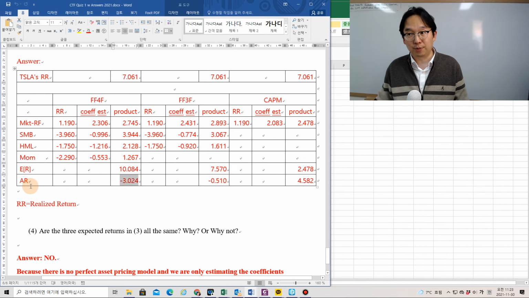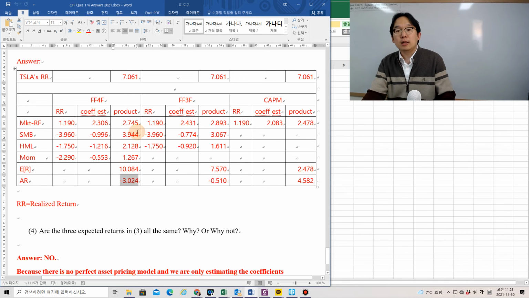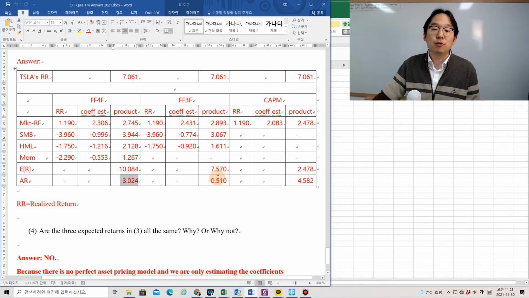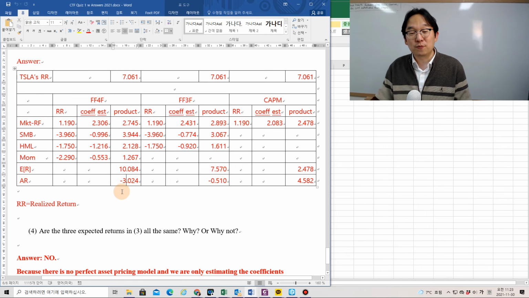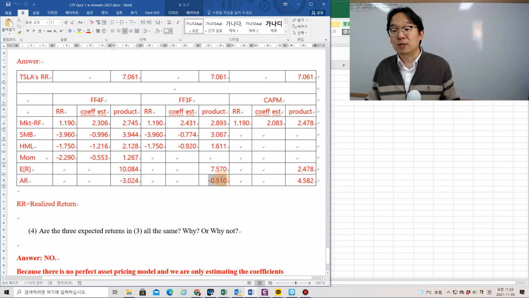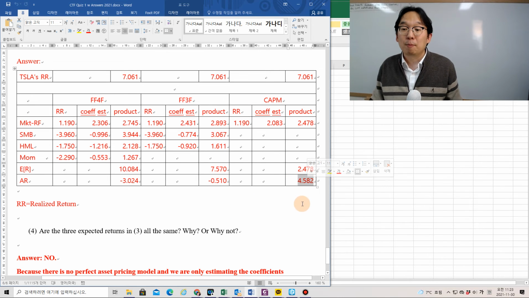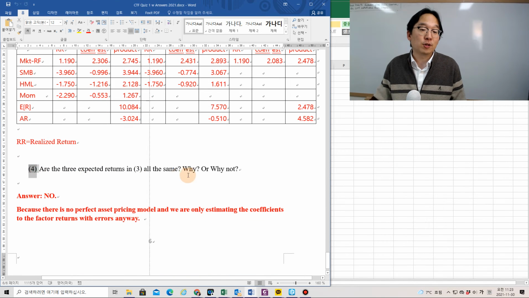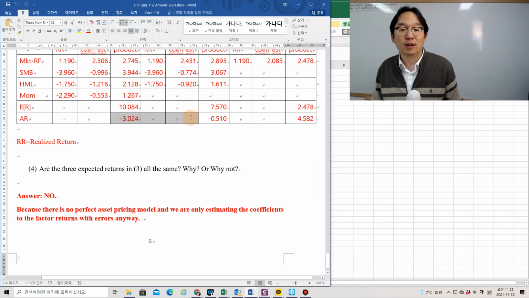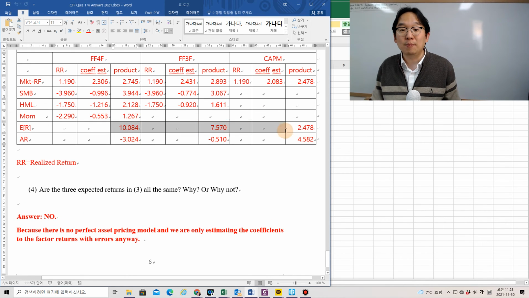Okay, abnormal return. And then depending on which risk factor model you use, your abnormal return varies a lot, right? This is like minus 3% when you use the Fama-French 4-factor model, minus half a percentage point if you use the 3-factor model. CAPM says that plus 4.6 percentage points, right? And then the fourth question is, are these expected returns all the same? Or expected returns or abnormal returns or whatever, is it all the way the same? The answer is no. Okay, the answer is no.